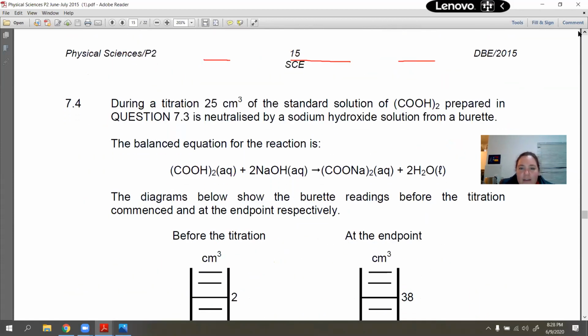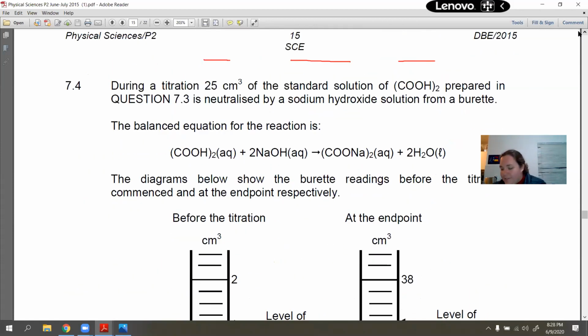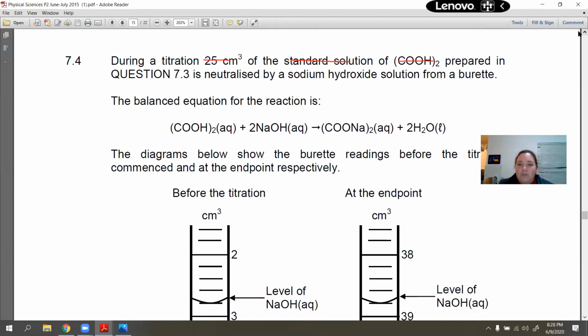And then I needed to know that there was 25 centimeters cubed of it, that is COOH2. I'm writing it down on a piece of paper so that I can use it later. And it's neutralized by sodium hydroxide. All right. So I unfortunately don't have tons of space here to work in.